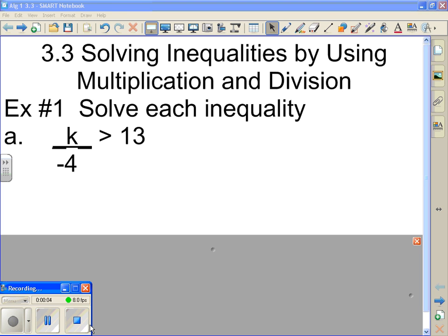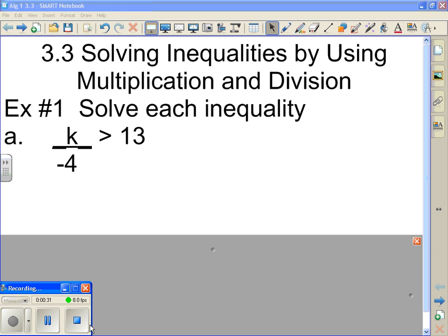Good morning, class. Today we're going to look at lesson 3.3, solving inequalities with multiplication and division. Now, inequalities are a little bit different than equations, but not a whole lot. If you look up here in example 1a, we'll do that one together.